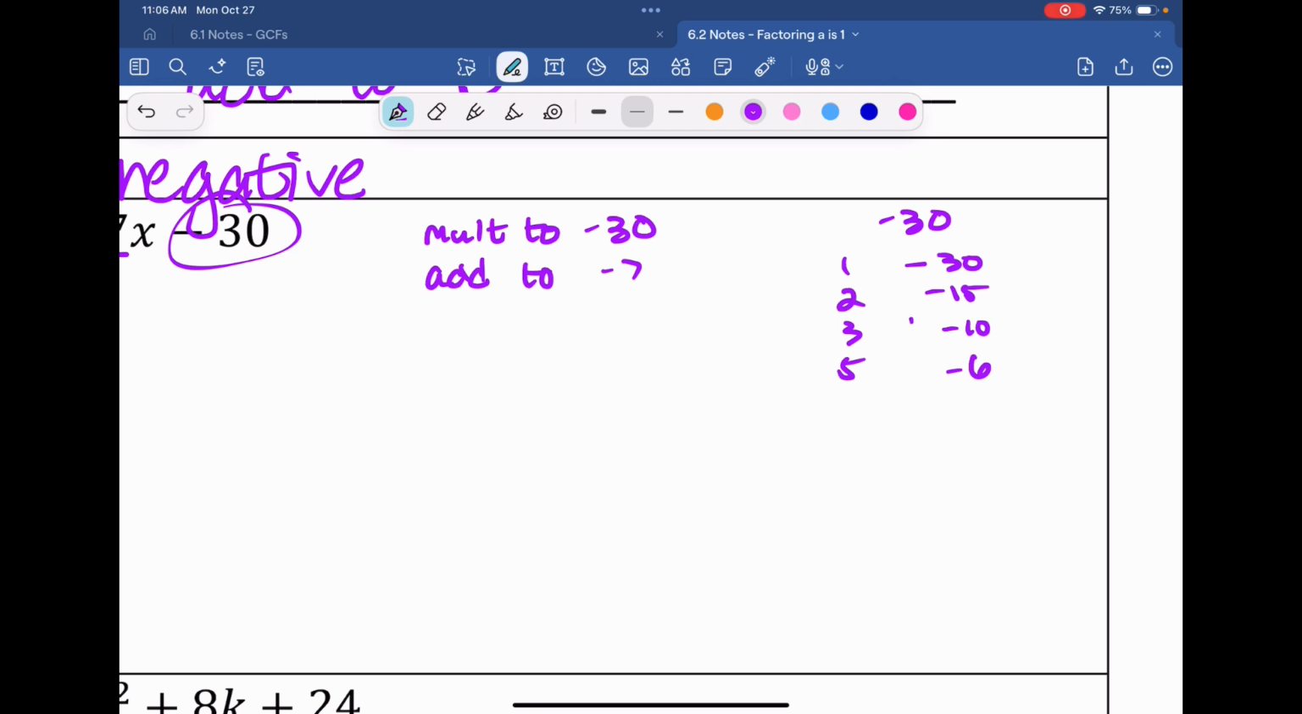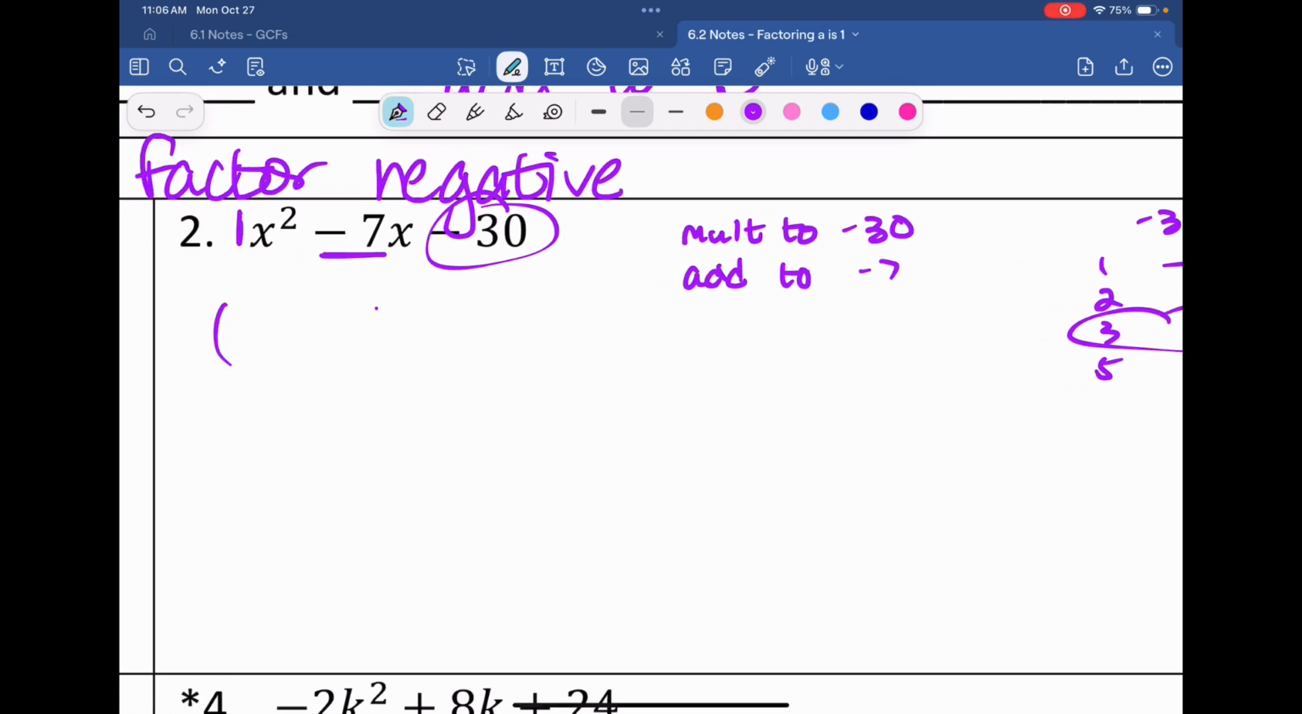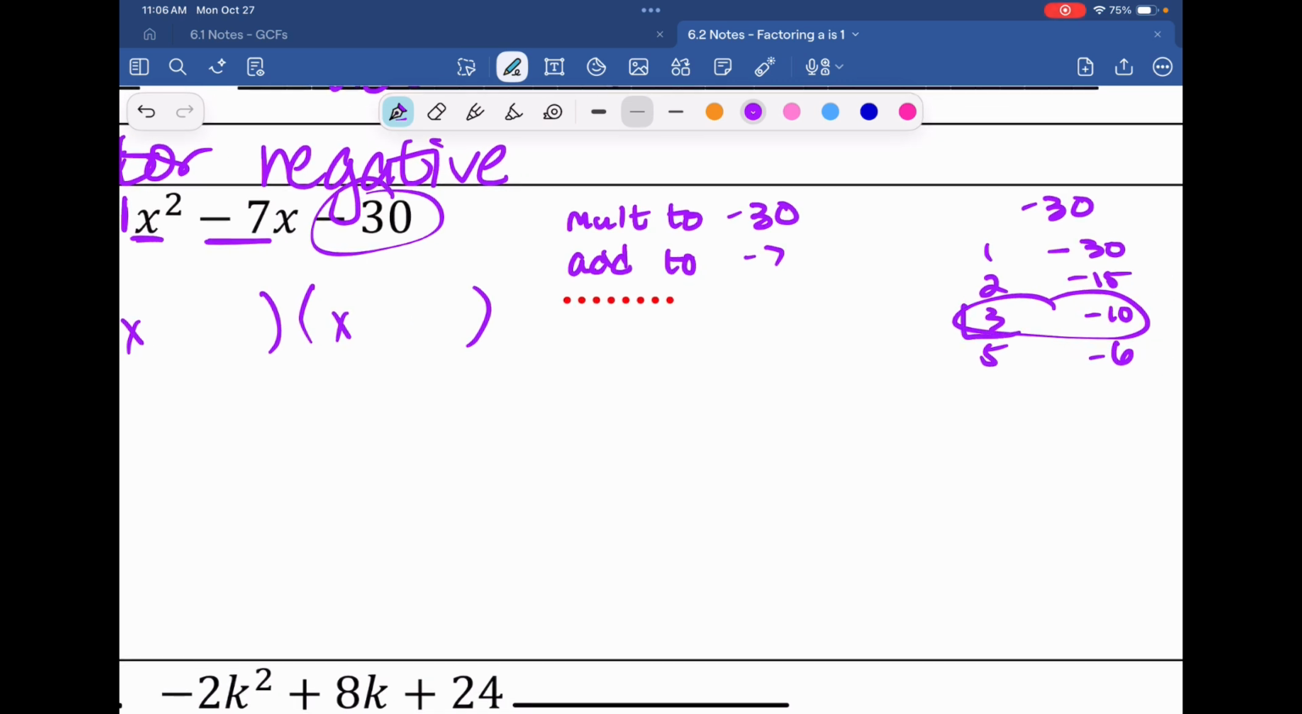And I can see that happening right there with 3 and the negative 10. So we've got our parentheses. Think about your x squared. That's x times x. And I've got a positive 3, so plus 3, and a negative 10, so minus 10.